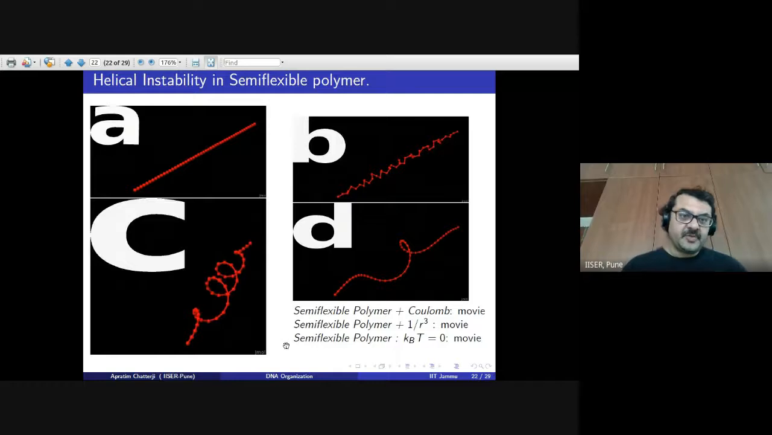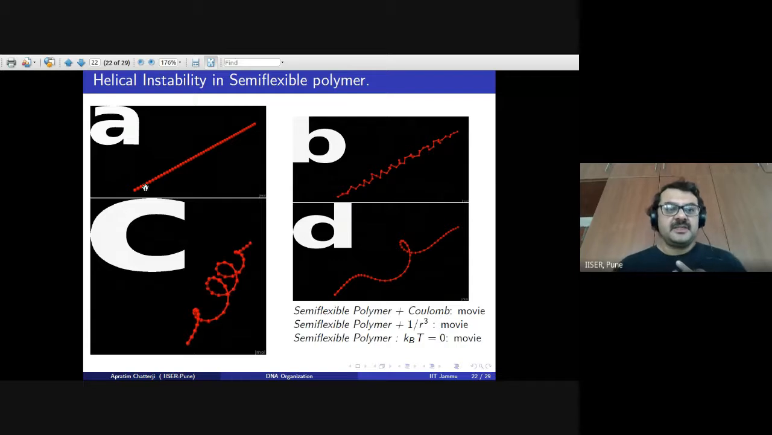Yes, we have. This is basically a bead spring representation of a polymeric chain, with a perfectly straight initial condition. When there are thermal fluctuations, it becomes a bit bent like this. What we have also added is an unscreened 1 by r Coulomb interaction or a 1 by r cube interaction, two different cases, two different studies, and the consequence of which is that they become helical. It's more of a helical instability.